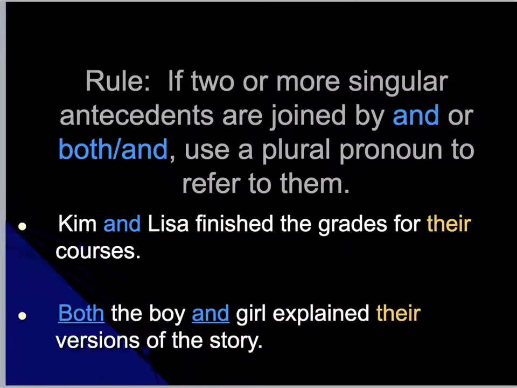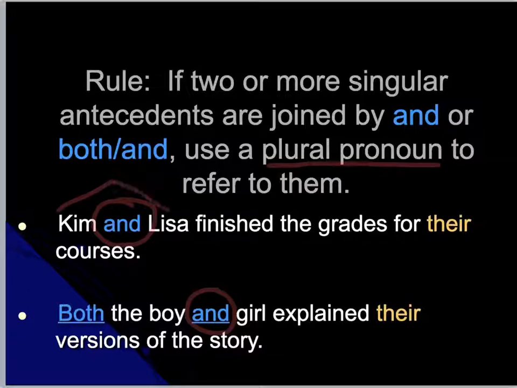The final rule is a little simpler. We don't have or or nor separating our antecedents. You have the word and separating the antecedents. And in a case like that, we're always going to use the plural pronoun to refer to these antecedents. What we have in this Kim and Lisa combination makes the antecedent plural. So Kim and Lisa finished grades for their courses.